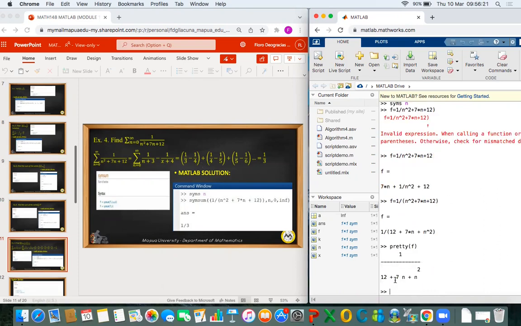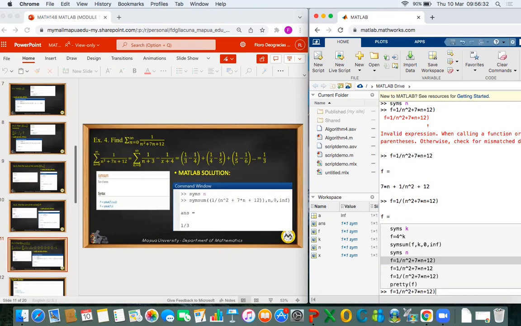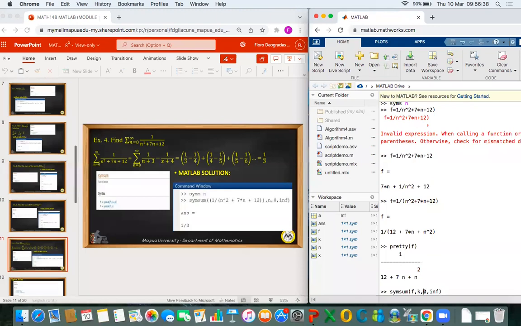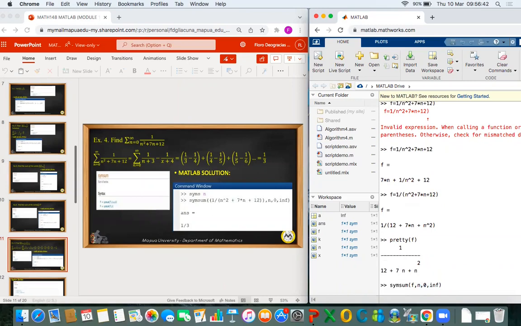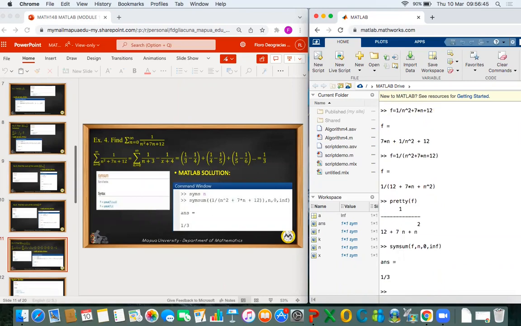It's just that here the constant is written first, no? Plus 7n and plus n squared. It does not matter. Okay? So we are now to find the symsum. So it starts with n equals 0, but then class you need to replace k by n. Okay? So the answer is 1. Okay, class? Questions?